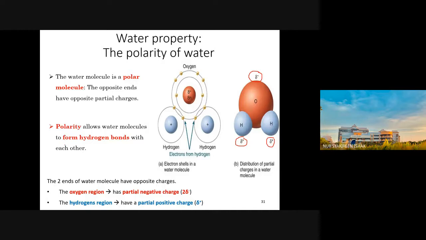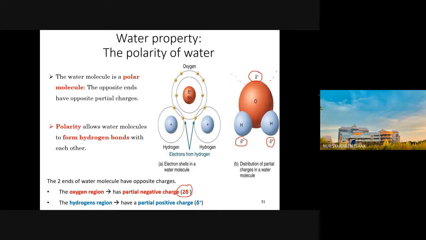Polarity allows water molecules to form hydrogen bonds with each other. If you have water nearby, try to shake the water, and it moves. The interaction between these water molecules will form and break hydrogen bonds. The two ends of the water molecule have opposite charges. The oxygen region has a partial negative charge; to be exact, two partial negative charges, because later we will see the oxygen region forms two hydrogen bonds with another two water molecules.